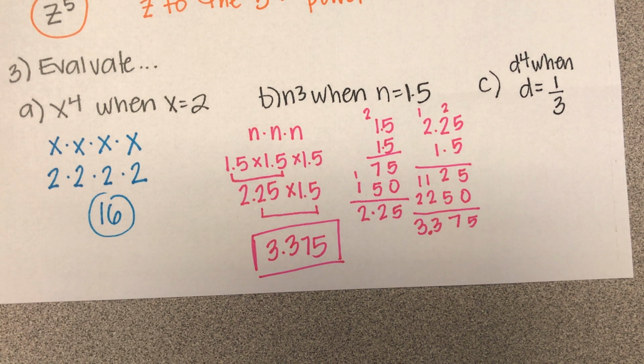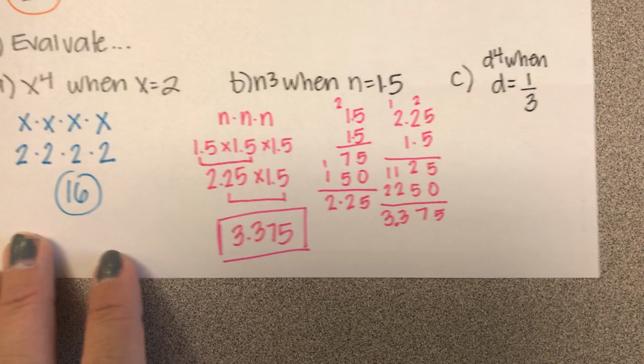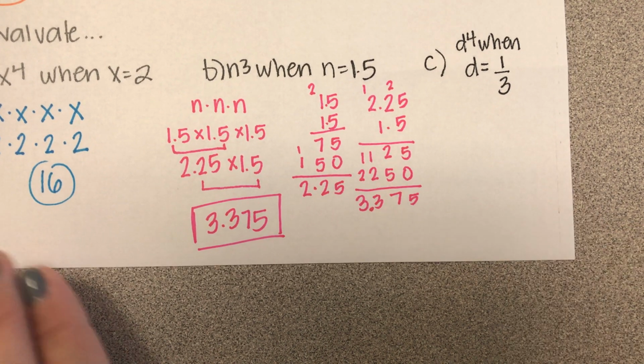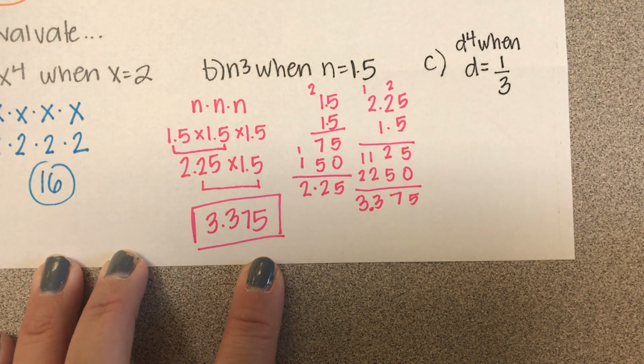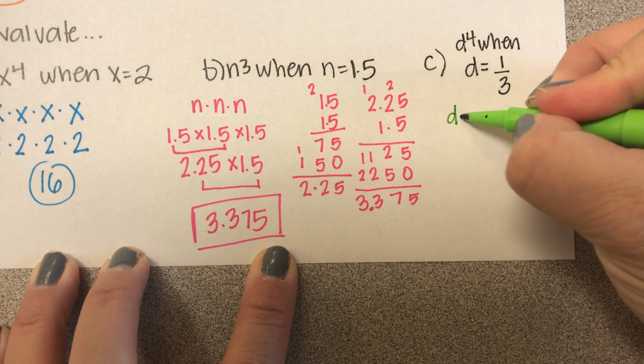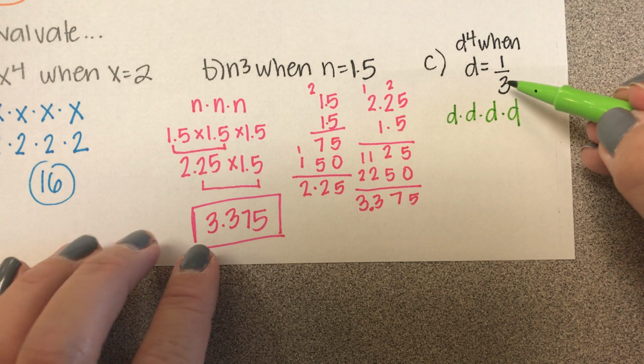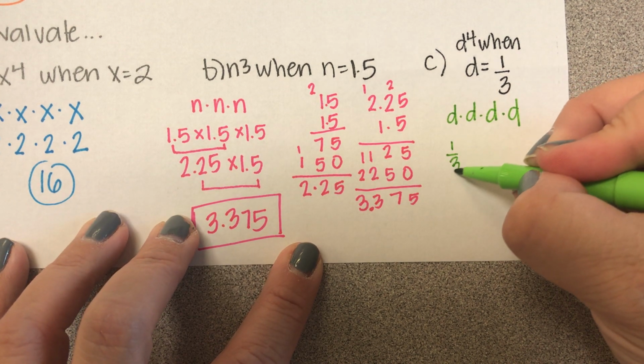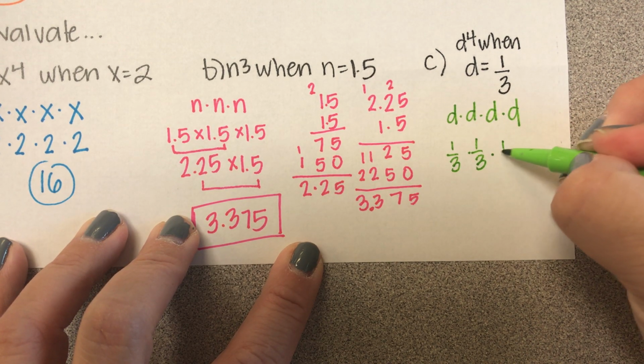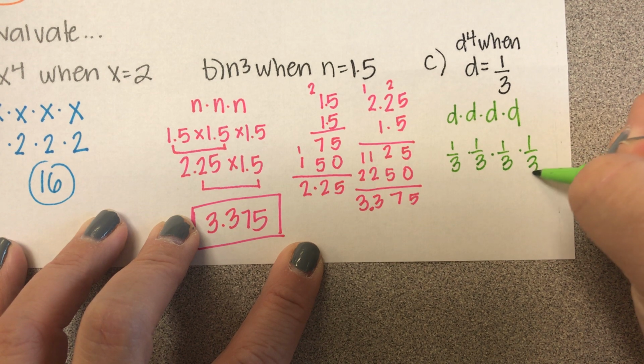Okay, so again, you're not gonna have a bunch that look like this with all these decimals, but it's good practice, right? We're remembering how to multiply decimals, we're applying that to exponents, and we're working out our brain a little bit. Okay, and then let's just do this last one, d to the fourth when d is a third. So d to the fourth means d times d times d times d. Okay, when it's telling me d is a third, so that's 1/3 times 1/3 times 1/3 times 1/3.